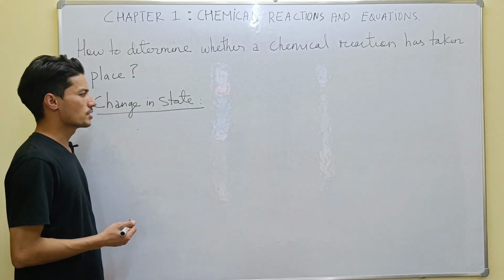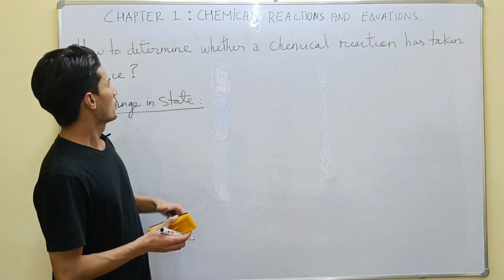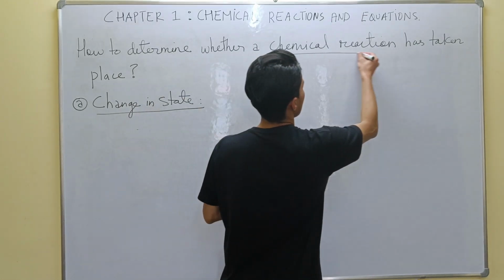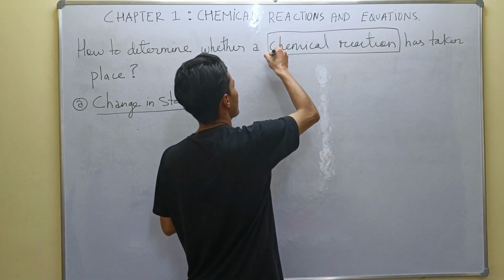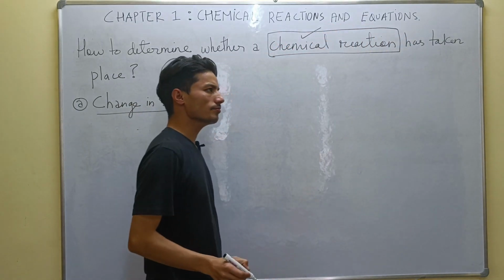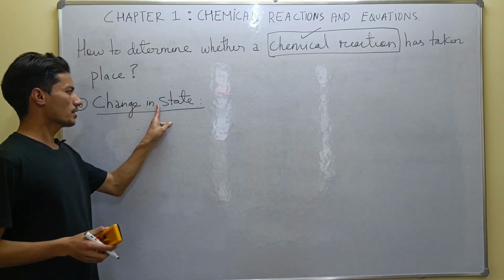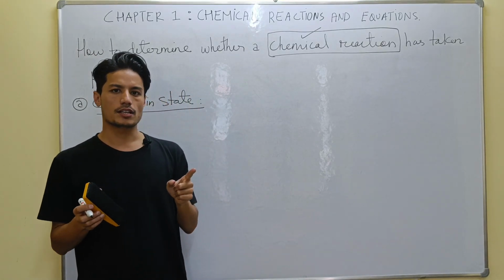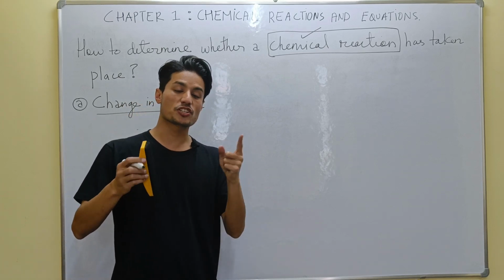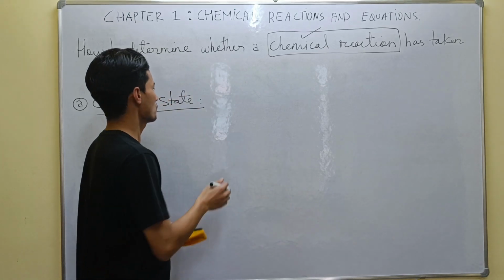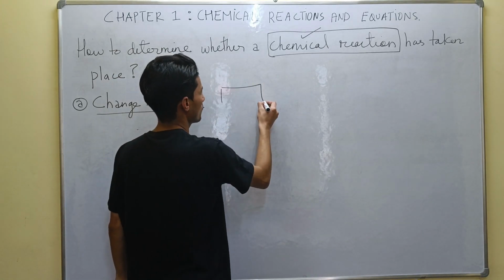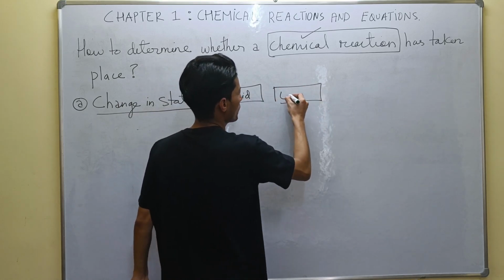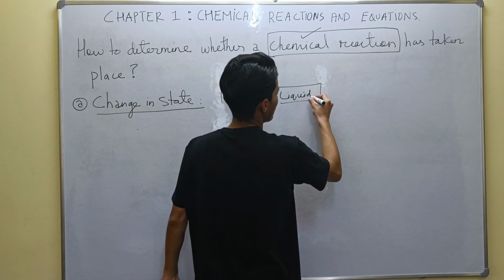So the first one is change in state. So what do you mean by change in state? See, now we are discussing how to determine whether a chemical reaction has taken place or not. Remember, not just any reaction, but a chemical reaction. So if in any reaction there has been a change in state. Okay, so we know the three states of matter. We have the solid, we also have the liquid, and we have the gas.